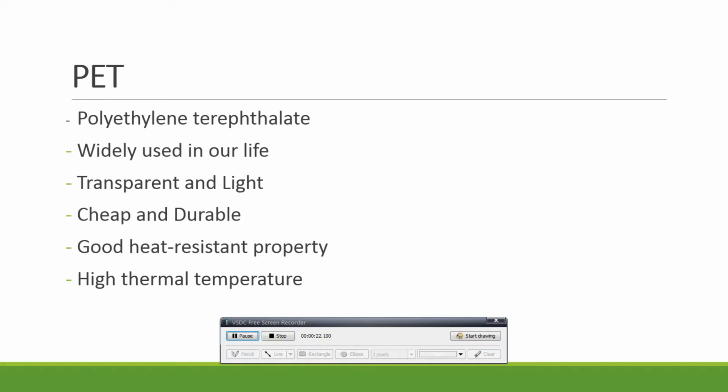PET is polyethylene terephthalate. It is well known as plastic bottle material that is transparent and light. It is cheap and durable, so it is widely used as food and beverage containers, including soda, instead of glass bottles. The strength and stiffness are the largest of the ordinary plastics. It has a highly heat-resistant property and high thermal temperature. Also, it is excellent in electrical characteristics, mechanical strength and coloring.